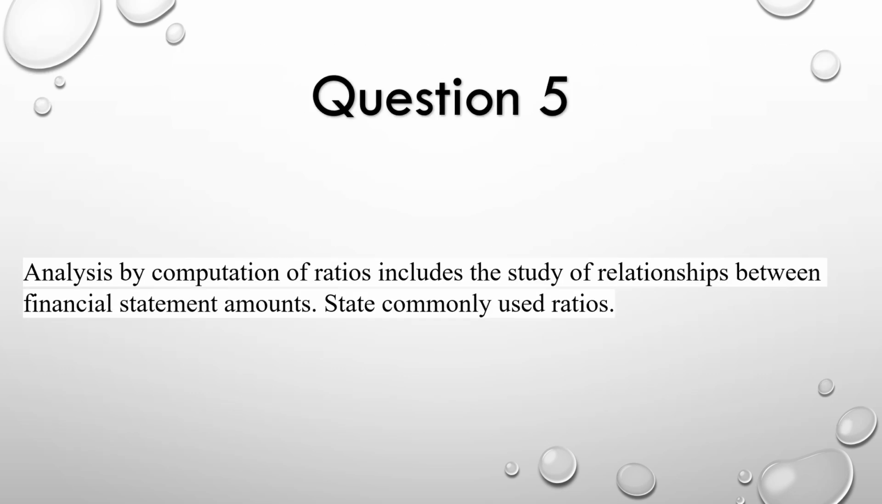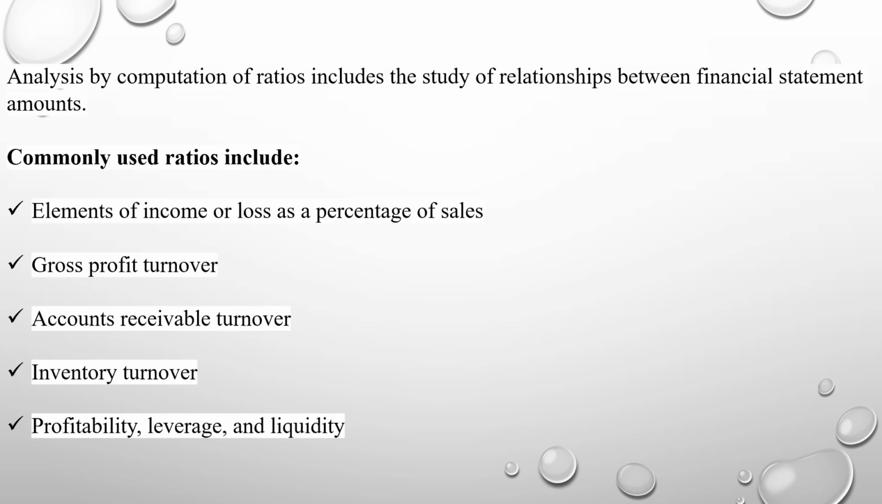Question number 5 is analysis by computation of ratios includes the study of relationships between financial statement amounts. State commonly used ratios. Commonly used ratios include first, elements of income or loss as a percentage of sales. Second, gross profit turnover. Third, accounts receivable turnover. Fourth, inventory turnover. And last, profitability, leverage and liquidity ratios.